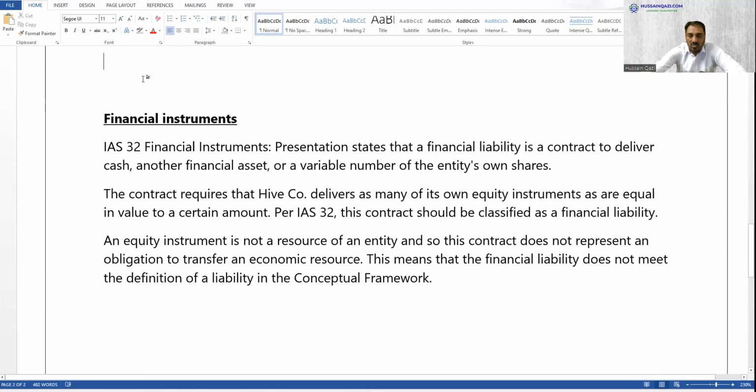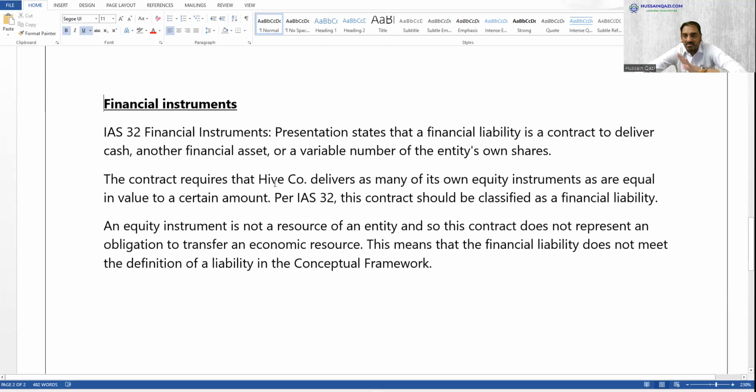Same for financial instruments, for example. Whenever the conceptual framework is integrated with your accounting issue, first of all, cover your accounting issue. For example, IAS 32 Financial Instruments: Presentation says that a financial liability is a contract to deliver cash or another financial asset, or a variable number of own equity shares. If the contract requires the entity to deliver as many equity instruments as needed, so the equity instrument commitment is variable, that should be a financial liability.